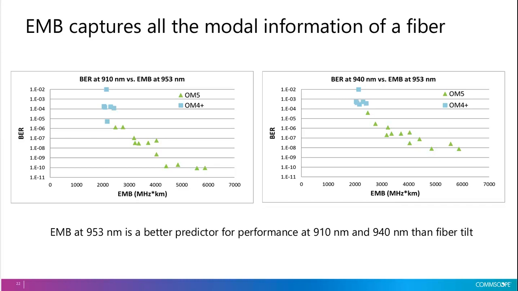And since OM5 has a spec at 953 nanometers for EMB and OM4 does not, OM5 is guaranteed to have a higher EMB than what you get with OM4 at 953 nanometers. So that's why all of the OM5 fibers that we tested outperform all of the OM4 fibers, these left tilt OM4 fibers that we tested. So really the best indicator of how well your long wavelength channels are going to perform is that long wavelength EMB.